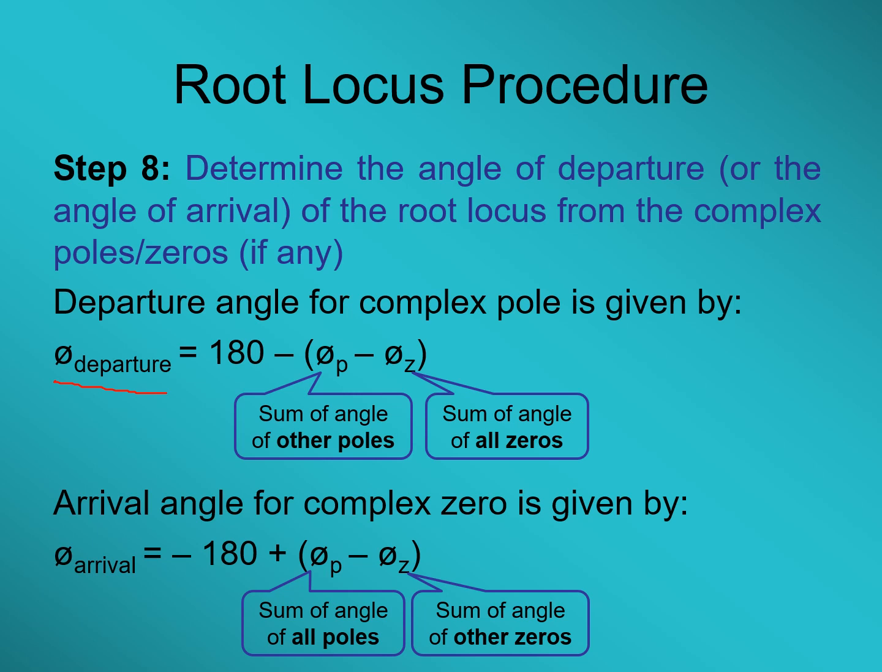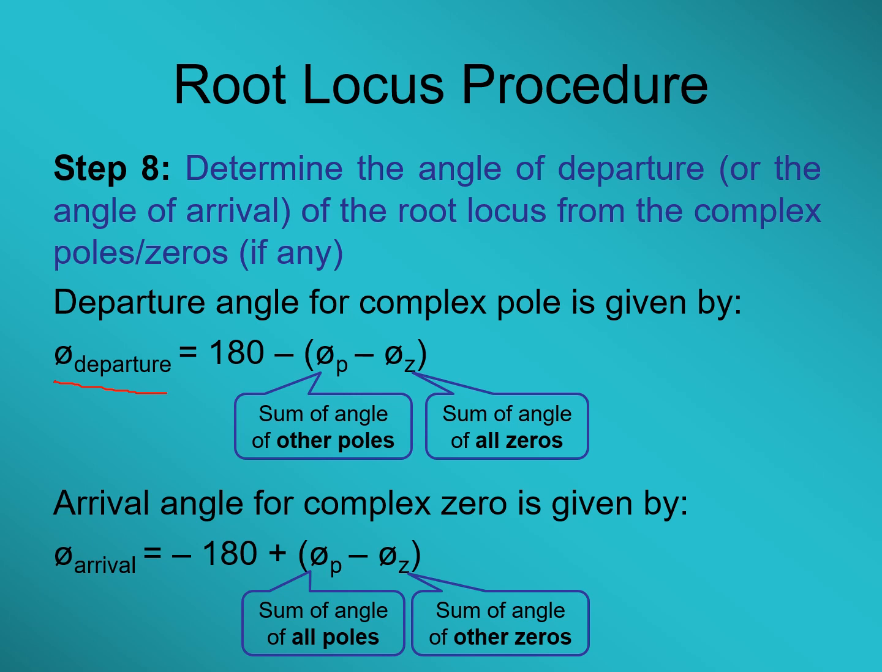So phi subscript p is the sum of angles of other poles. Phi subscript z is the sum of angles of all zeros. Okay, so please be careful on this formula. All right, because phi of p is the sum of angles of other poles, not all poles. Okay, other poles. But phi of z here is the sum of angles of all zeros.